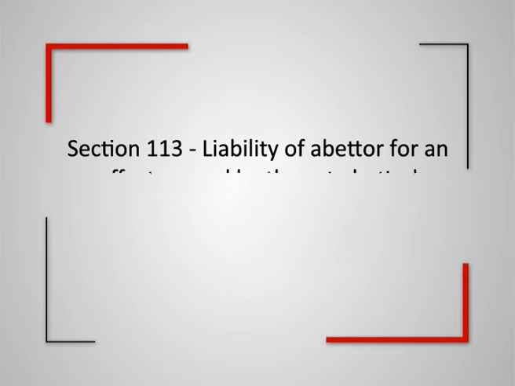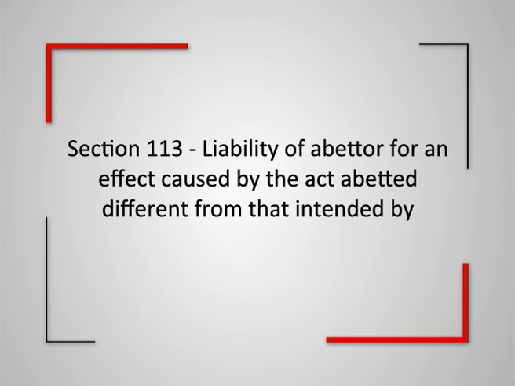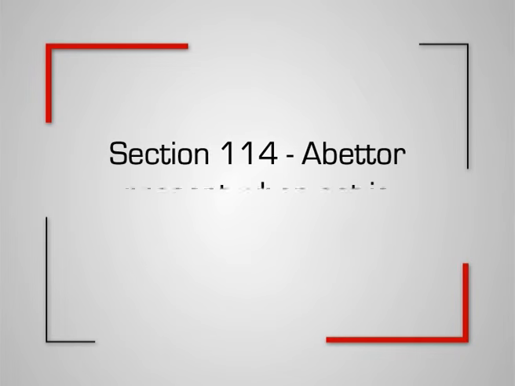Section 113. Liability of abettor for an effect caused by the act abetted different from that intended by the abettor. When an act is abetted with the intention on the part of the abettor of causing a particular effect, and an act for which the abettor is liable in consequence of the abetment causes a different effect from that intended by the abettor, the abettor is liable for the effect caused in the same manner and to the same extent as if he had abetted the act with the intention of causing that effect, provided that he knew the act abetted was likely to cause that effect.